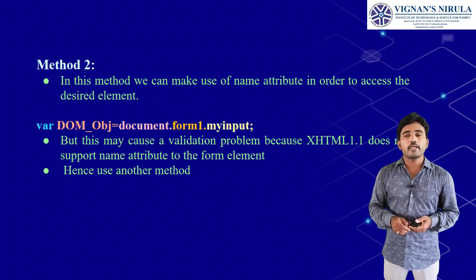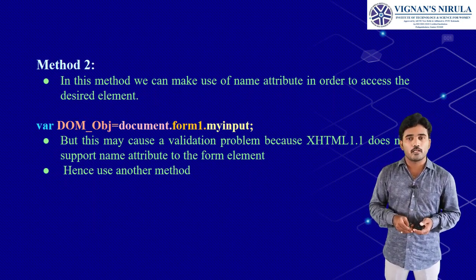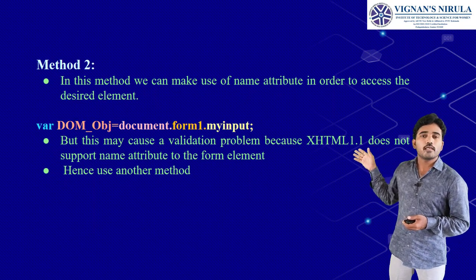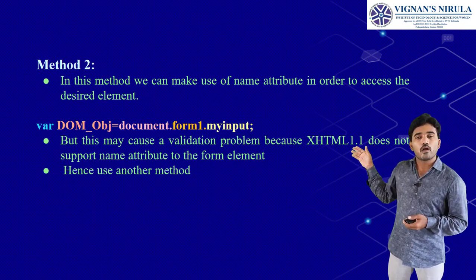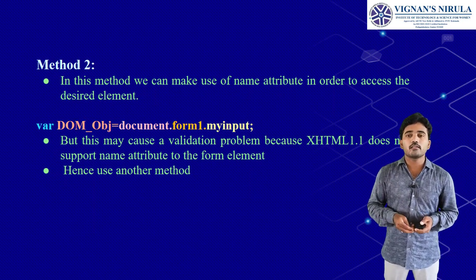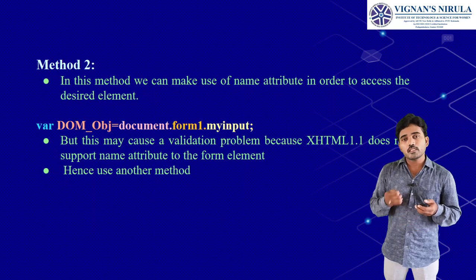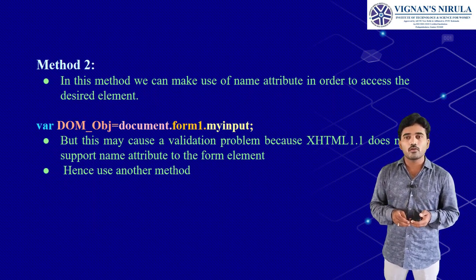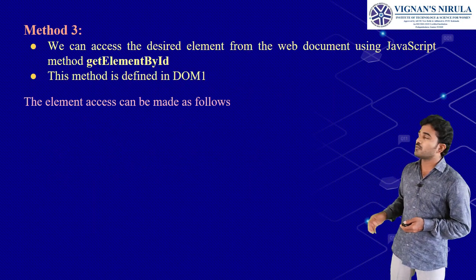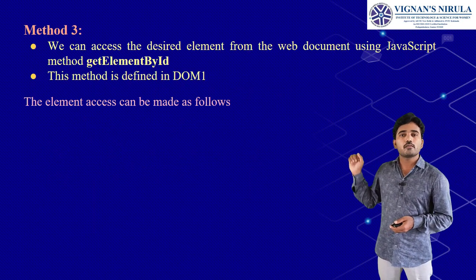In this method we make use of the name attribute in order to access the desired element. Here, DOM object equals document.form1.myinput. So by using its name we are accessing the respective element. Even this method causes some validation problems, because the XHTML 1.1 version does not support the name attribute on the form element. So we have to use another method, the next one, method 3, where we are using one property.